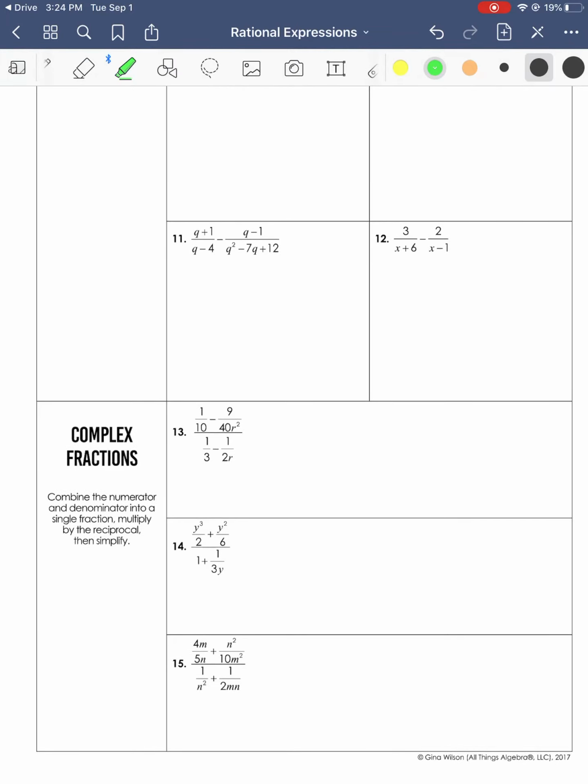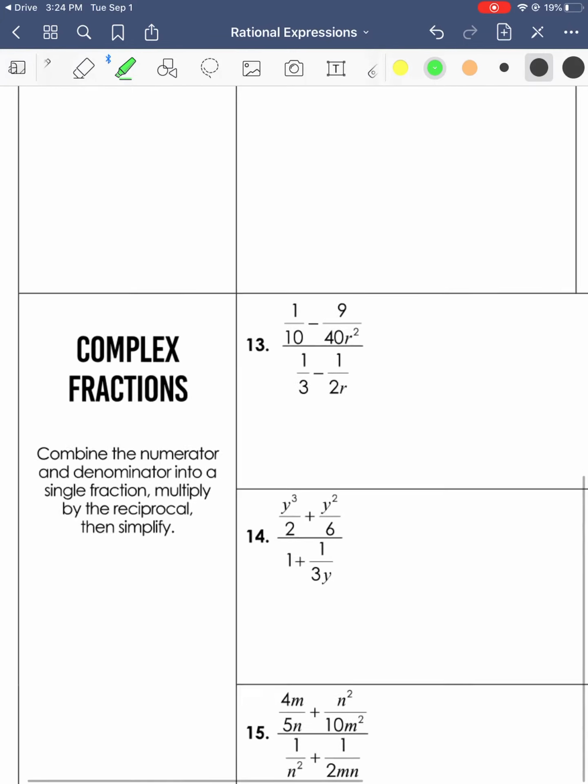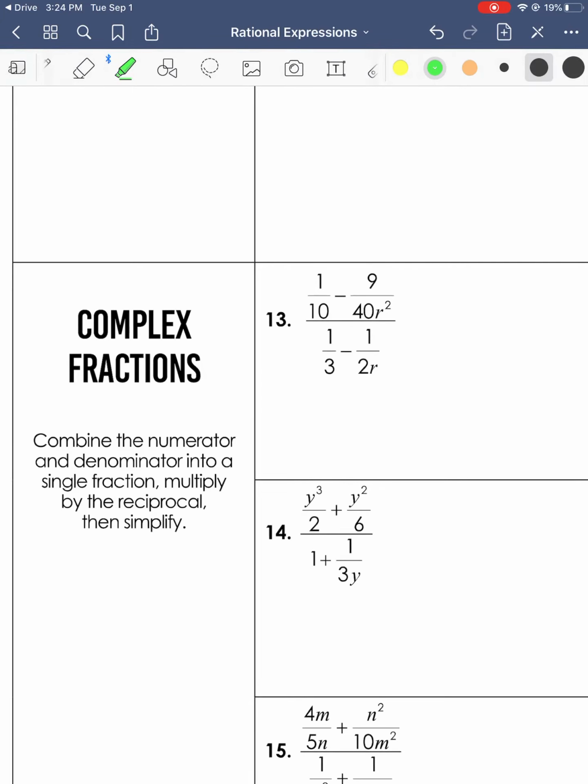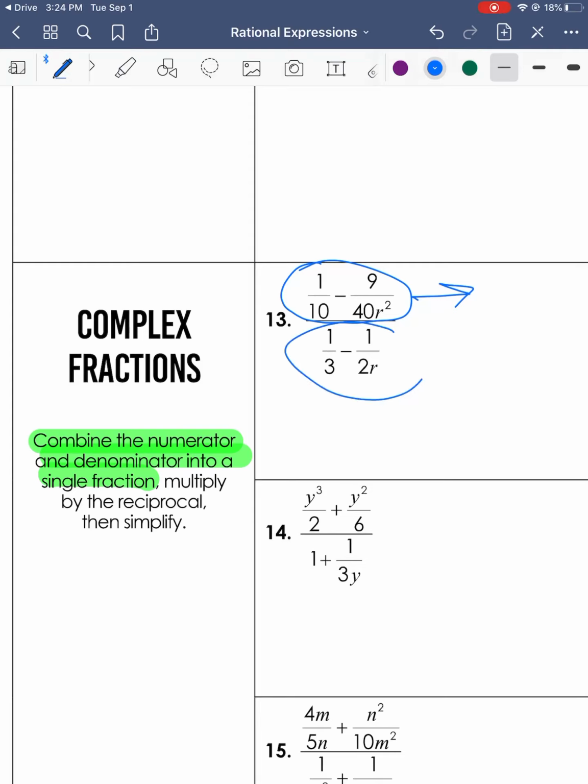And for complex fractions, it's just a combination of these previous steps. So you're going to want to combine the numerator and denominator into a single fraction. That means like here, you're going to take this numerator and make it a single fraction. Instead of two terms, you're going to make it one term. And then you're going to do the same thing with the denominator. And then once you have one term over one term, then you are going to multiply by the reciprocal. And then lastly, you're going to simplify.